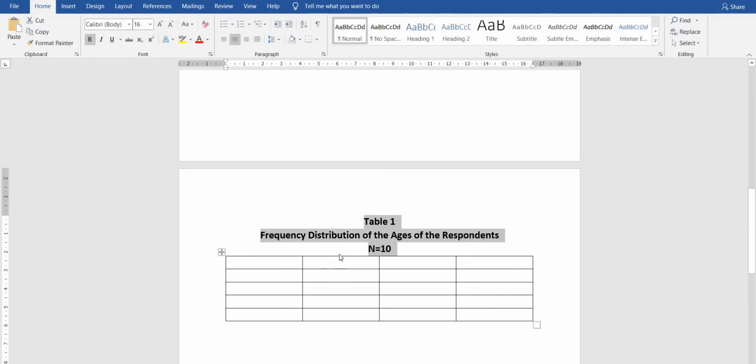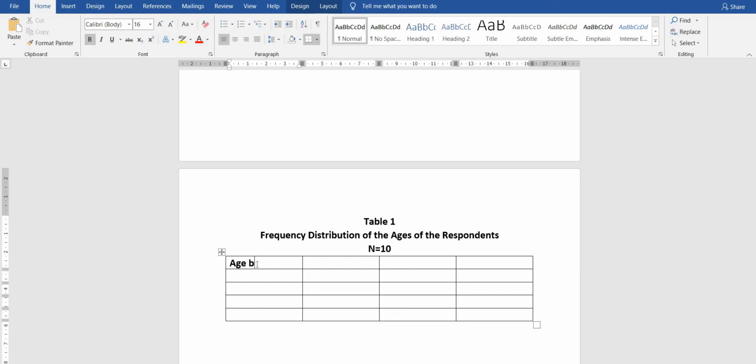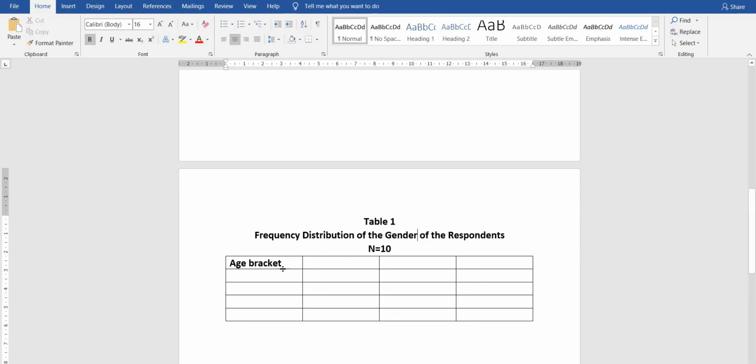So ito, pwedeng nasa gilid, pwedeng nasa gitna, nakadepende sa format nyo. Okay, dito is the age bracket. No, hindi pala tayo ages. Example natin, sorry. Kasi may problema sila doon. So, gender. Gender of the respondent. So, we have male and female.